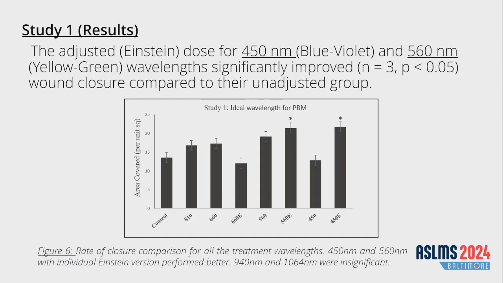Firstly, we have found a wavelength that is working better than 810 nanometer. So that's 560 and 450 nanometer. Secondly, our optimization has worked, where you can see the 560 nanometer normal version. The adjusted version is working better than the normal version in both 560 nanometer and 450 nanometer.